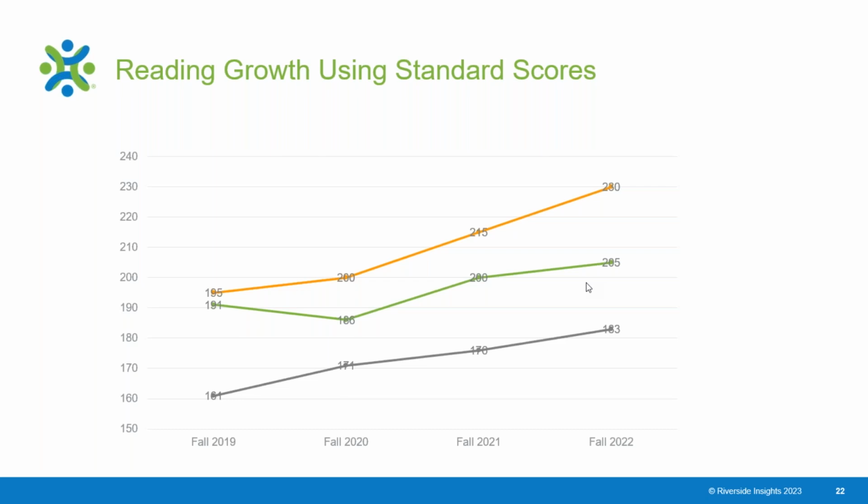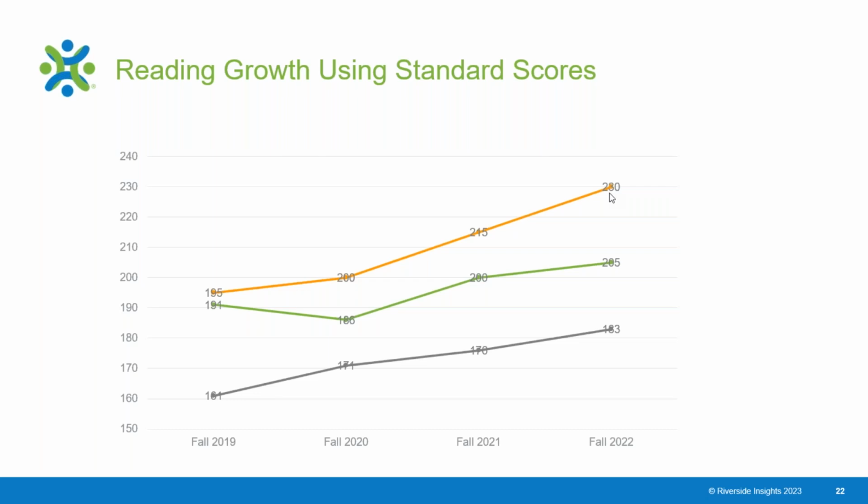That student's path, the student represented by the green line, is a different path than the student represented by the orangish line, the student that's the highest performing of these three students. Again, sort of slowed in the 19-20 year, but then really took off and gained 15 standard score points in the year between 20 and 21. And again, another 15 points in the years between 21 and 22. So significant growth between 20 and 22 for that student.